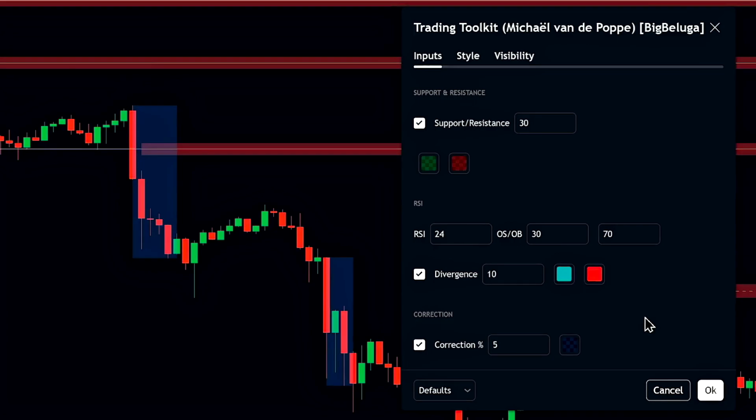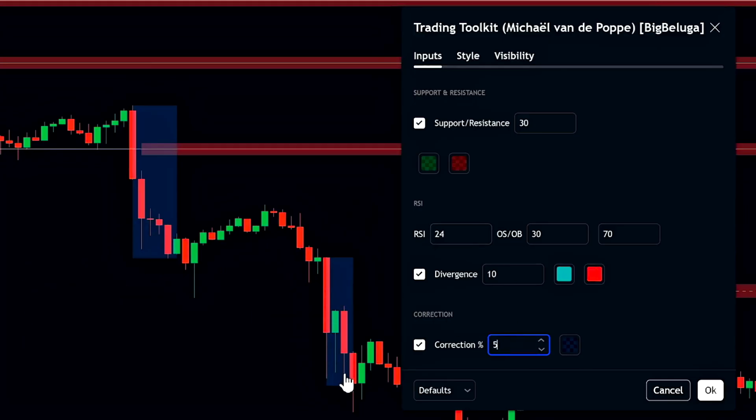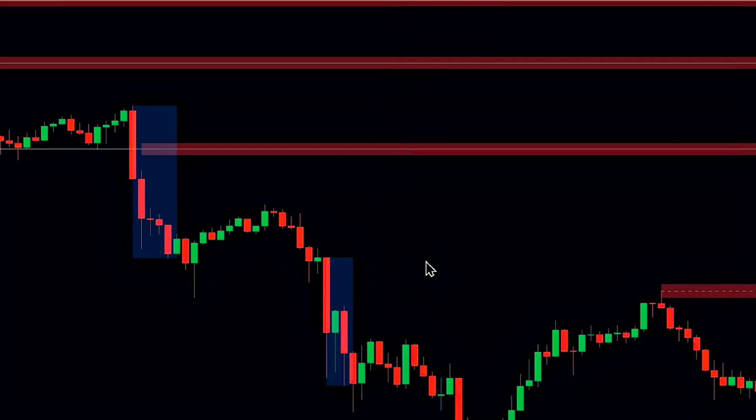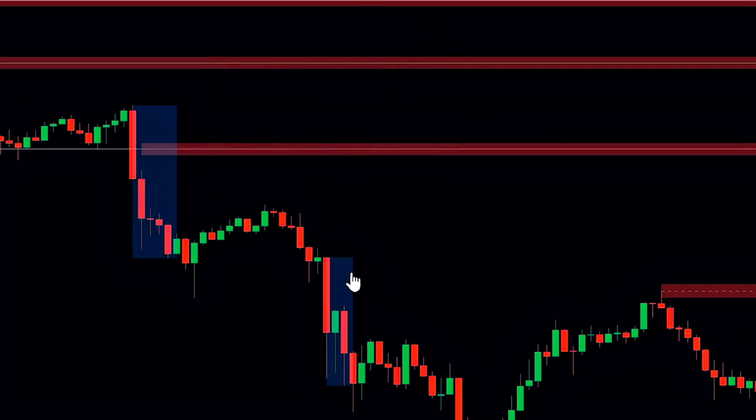Traders usually say a correction is a 10% or bigger drop, and that can play out over hours, days, or even weeks. This indicator slaps blue shaded boxes on those drops, triggered by whatever percentage you set, so you can spot major market moves fast.